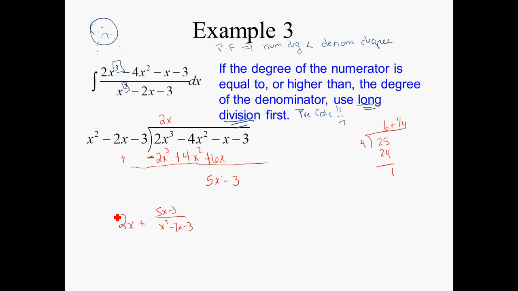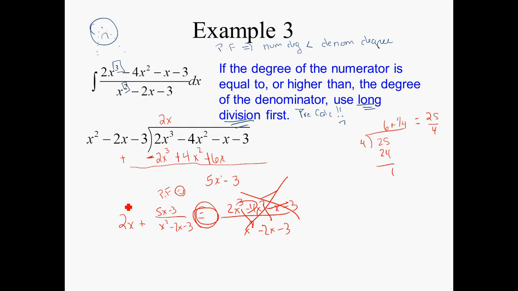This red expression is equal to 2x cubed minus 4x squared minus x minus 3 over x squared minus 2x minus 3. Just like 6 and 1/4 is the same thing as 25 over 4, right? Those are the same. I can't use partial fractions this way. Partial fractions cannot be used here, but since this expression is equal to this one, I can use partial fractions right here. And I don't need partial fractions right here. This is just regular, right?